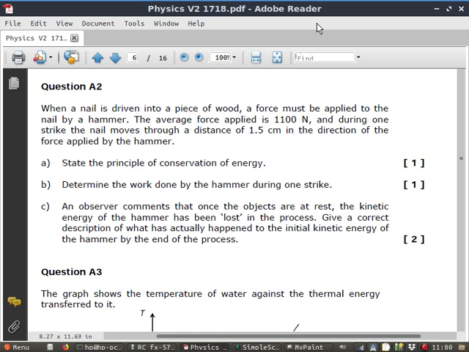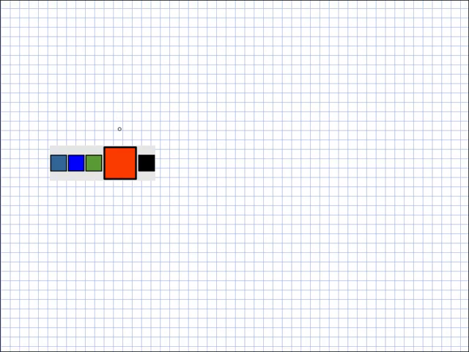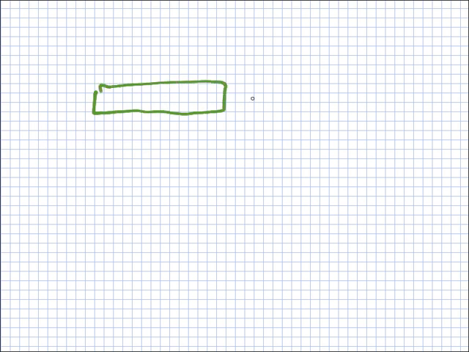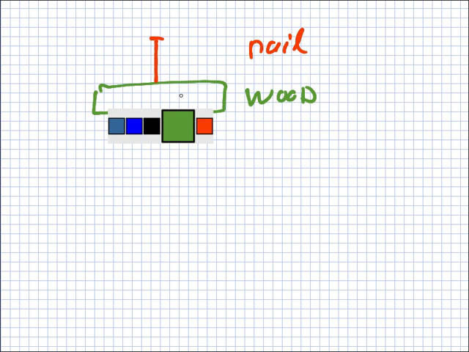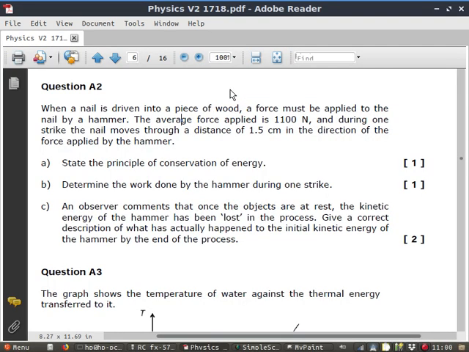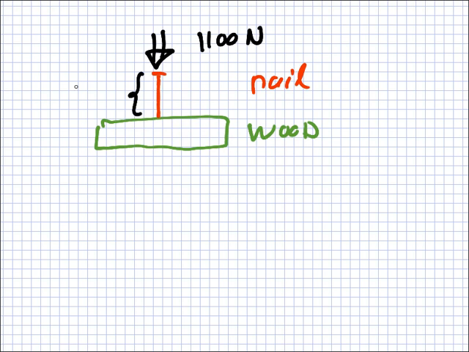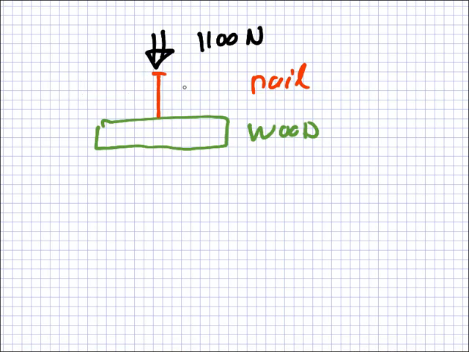Okay, let's have a look now. When a nail is driven into a piece of wood, here we go. Here's our wood. Here's our nail. The force here that's being applied down is 1100 newtons. And what happens is the nail moves in, this distance here is 1.5 centimeters.